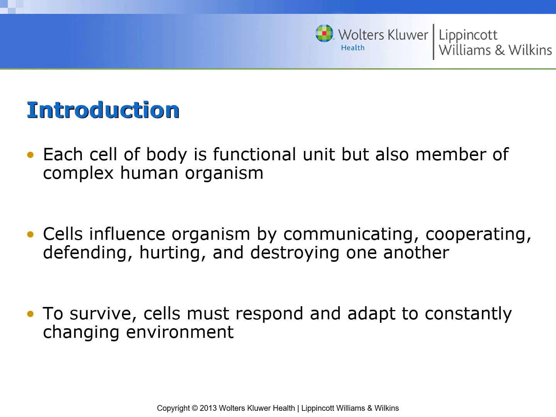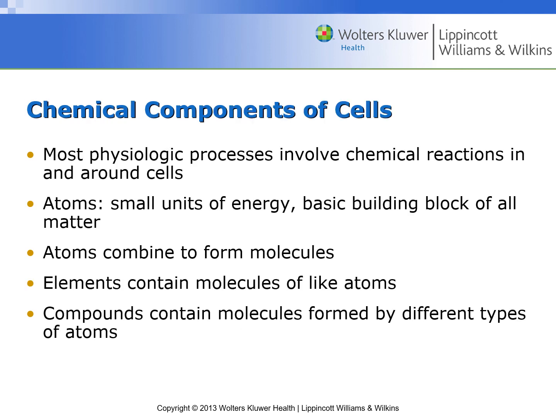So each cell of the body is a functional unit, but also a member of the complex human organism. Cells influence organisms by communicating, cooperating, defending, hurting, and destroying one another. To survive, cells must respond and adapt constantly to changing environments. Let's look at the chemical components of cells. Most physiological processes involve chemical reactions in and around cells.